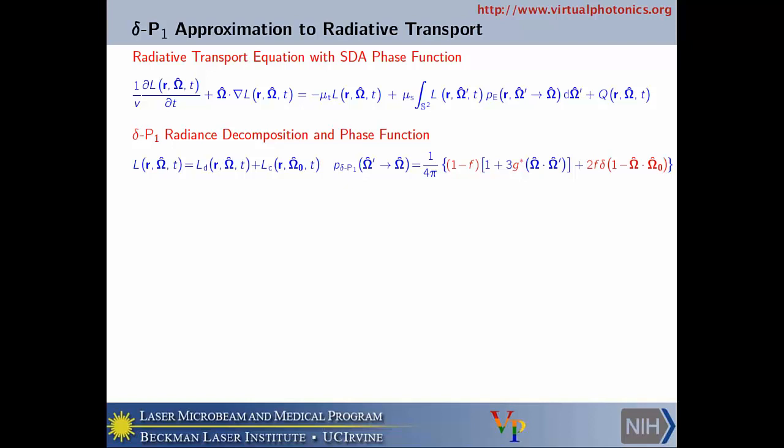Let's talk about another variant of this approximation called the delta P1. True to its name, it's similar to the P1 approximation, but it adds a delta function to it. The reason we're interested in adding a delta function is that we've seen that tissues are highly forward scattering. We looked at phase functions for Mie scatterers, and we see this huge forward peak. Most photons essentially move directly forward through the scatterer, or maybe get deflected a slight amount.